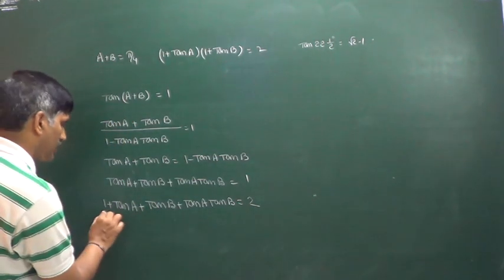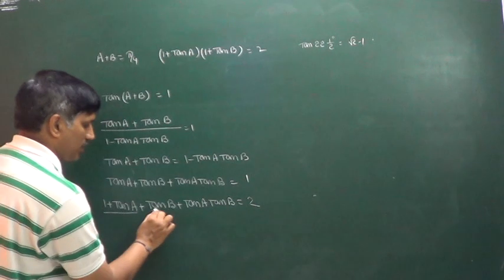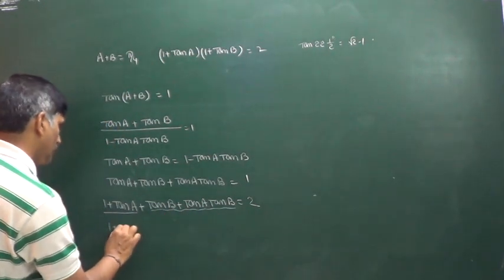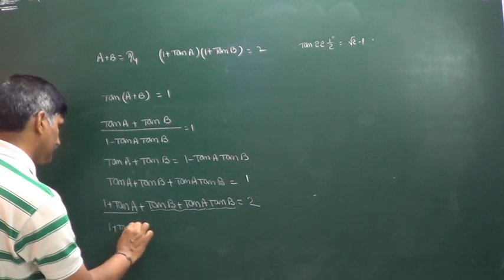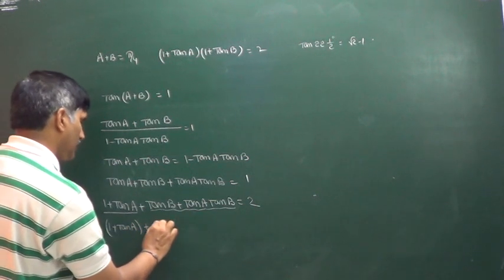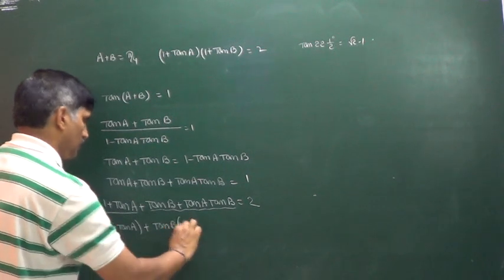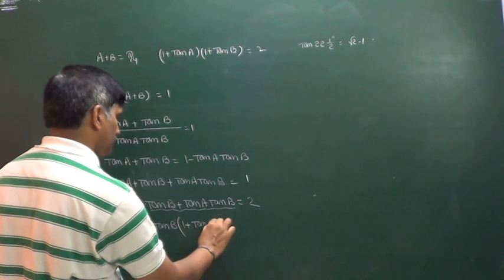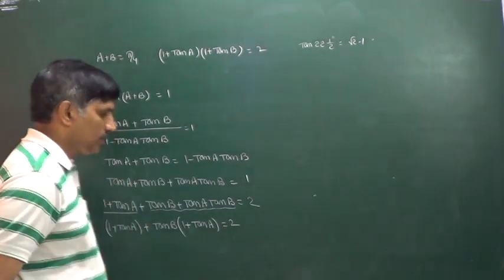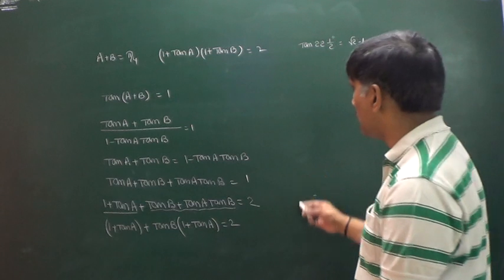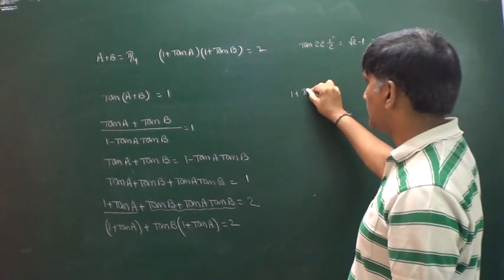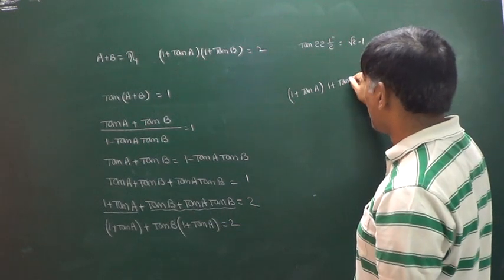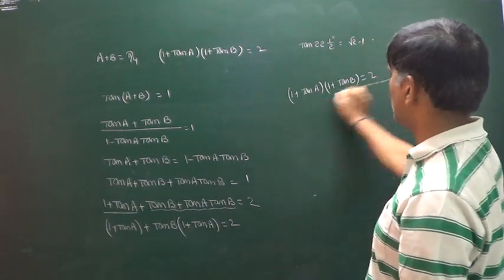Now tell me, here it is already 1 plus tan A. Now here if you take tan B common, then what happens? This is 1 plus tan A. If you take tan B common, you will get 1 plus tan A is equal to 2. Now if you take 1 plus tan A common, we are getting 1 plus tan A into 1 plus tan B is equal to 2.